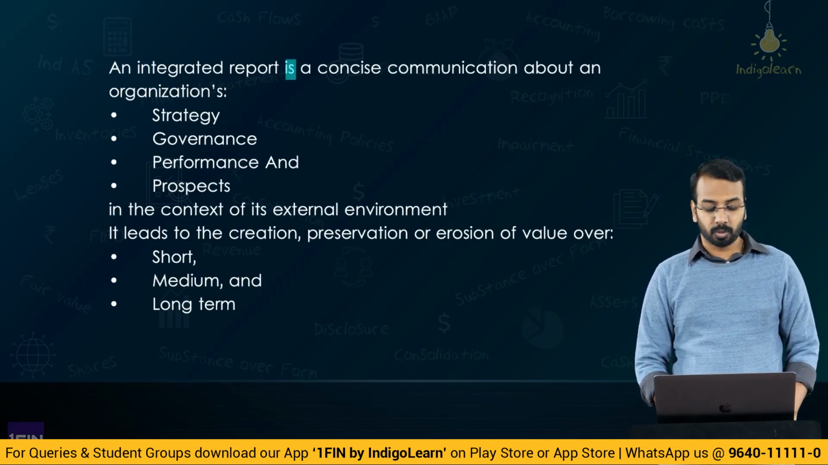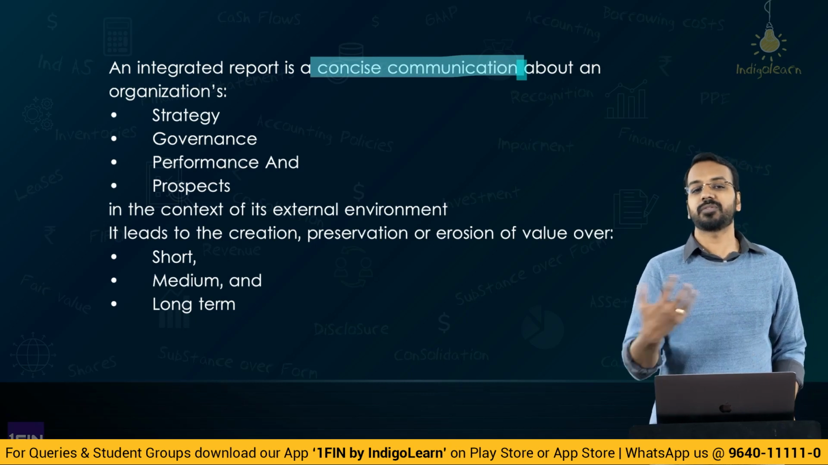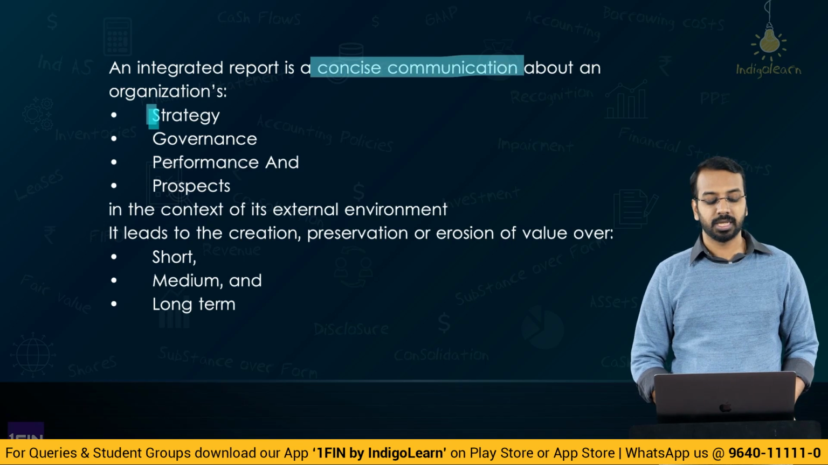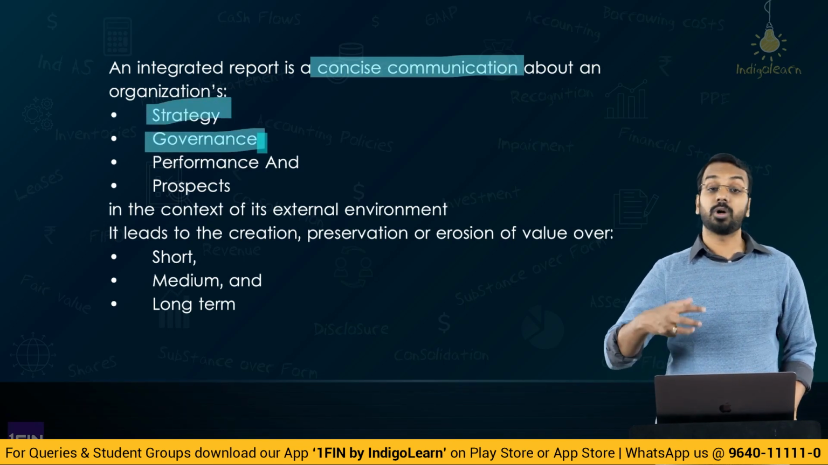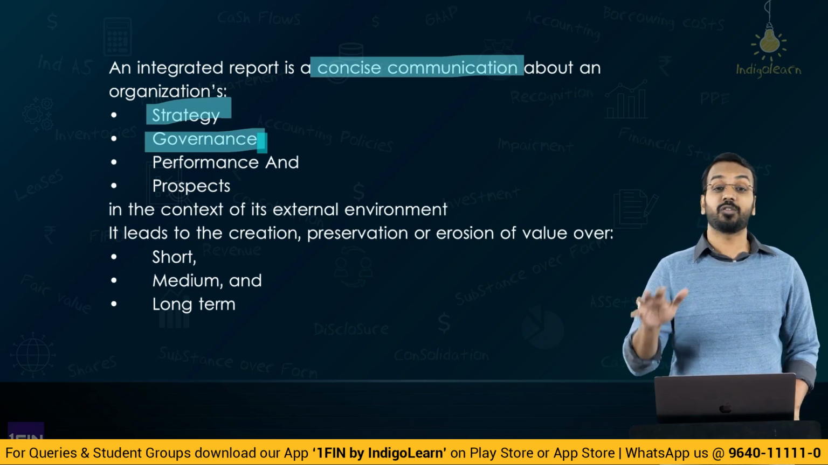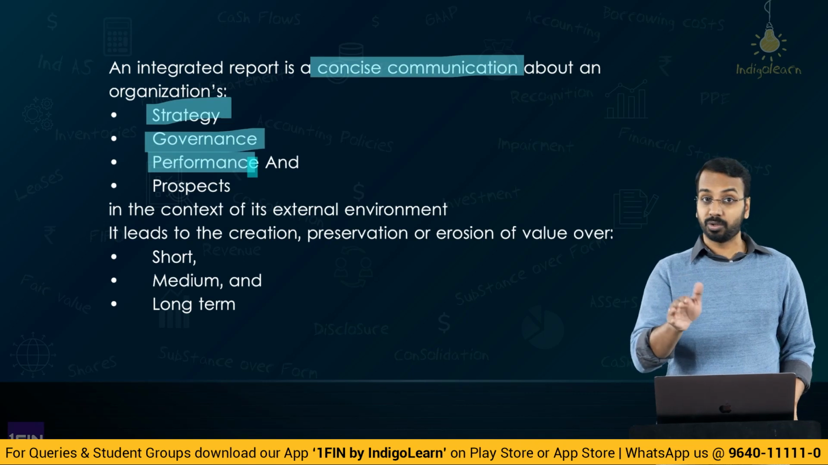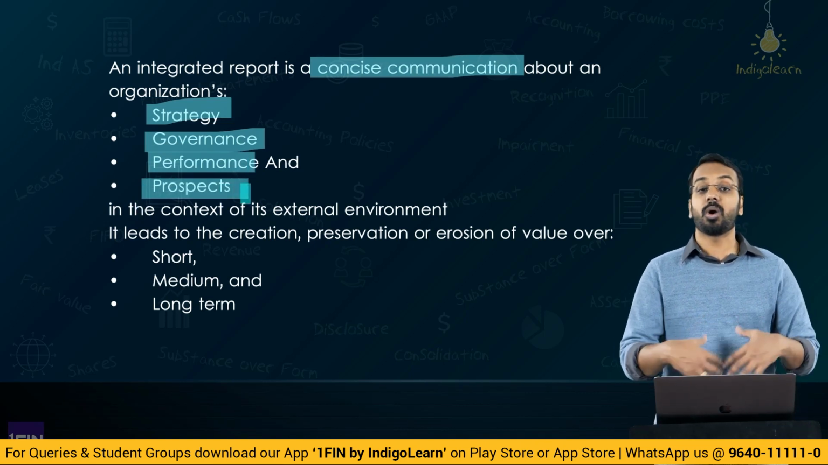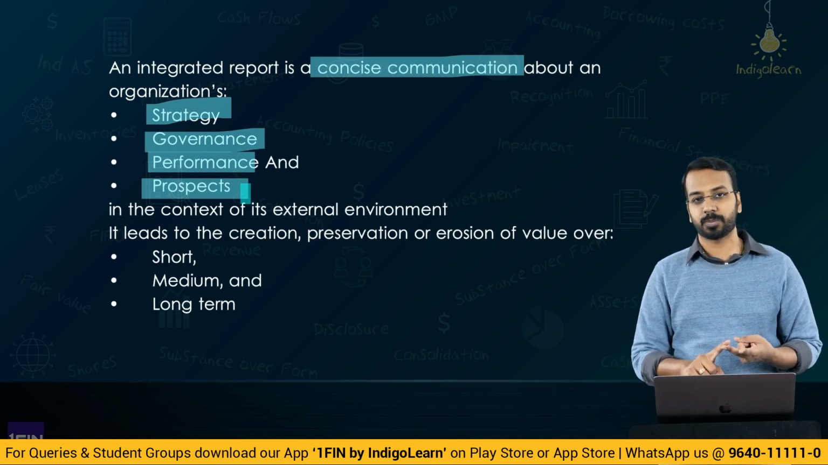An integrated report is a concise communication. So you don't have to write pages and pages. You don't need to give too much information. It has to be a concise communication about the organization's strategy. What is the strategy of the organization? Governance. How are governance standards? How do they take care of corporate governance? Performance. So how have they performed both on financial and non-financial parameters? And prospects. What are the opportunities in the future? What are the prospects in the future? So strategy, governance, performance, and prospect.